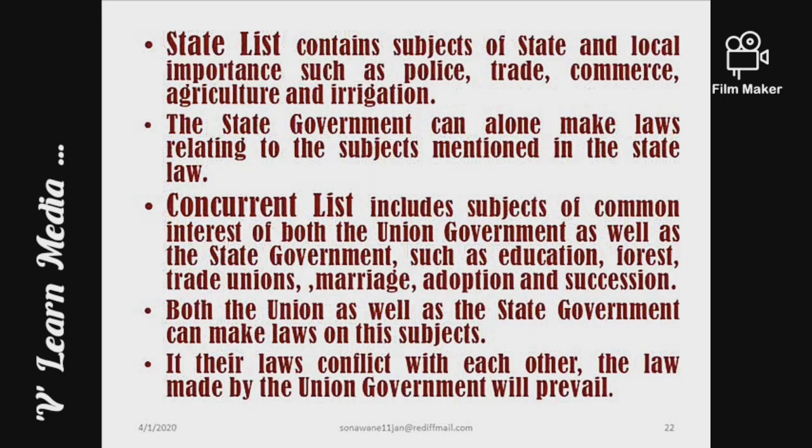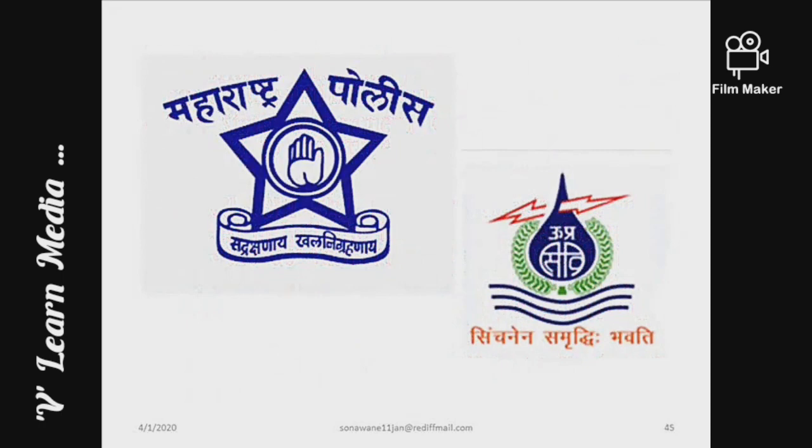The State List. The State List contains subjects of state and local importance such as police, trade, commerce, agriculture and irrigation. The state government can alone make laws relating to the subjects mentioned in the State List.